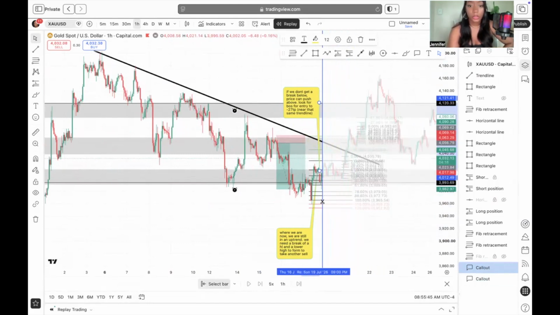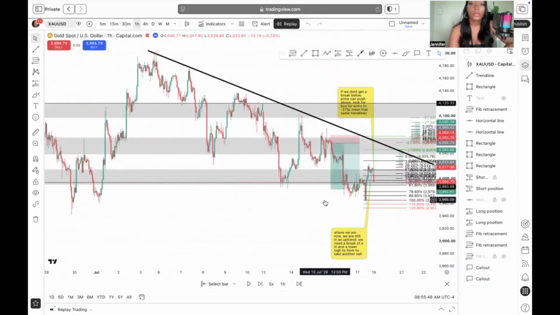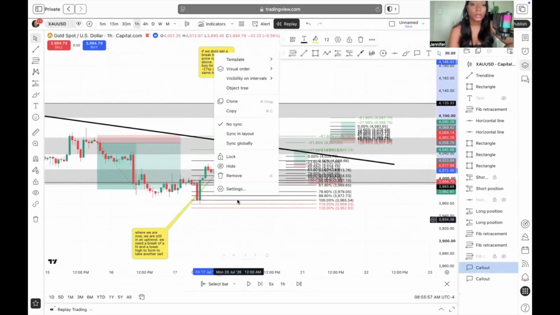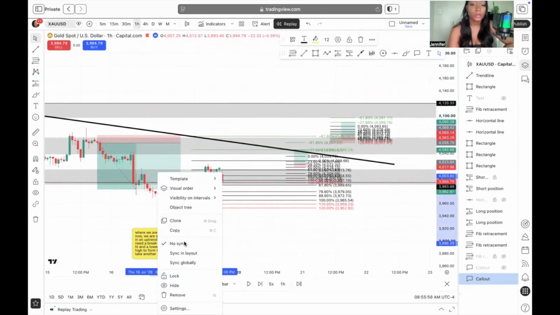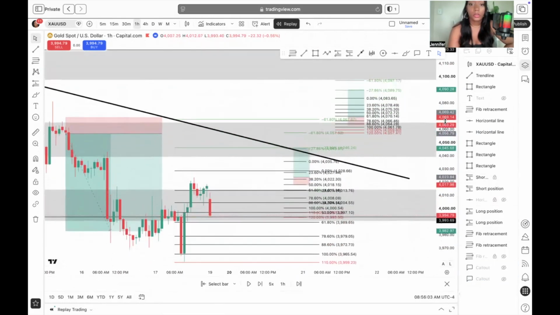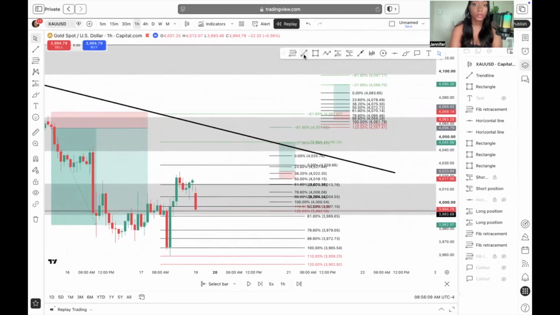The 17th was around here. All right, I'm going to hide this. And I'm going to hide this. And we're going to go over this together. Trend line was here.